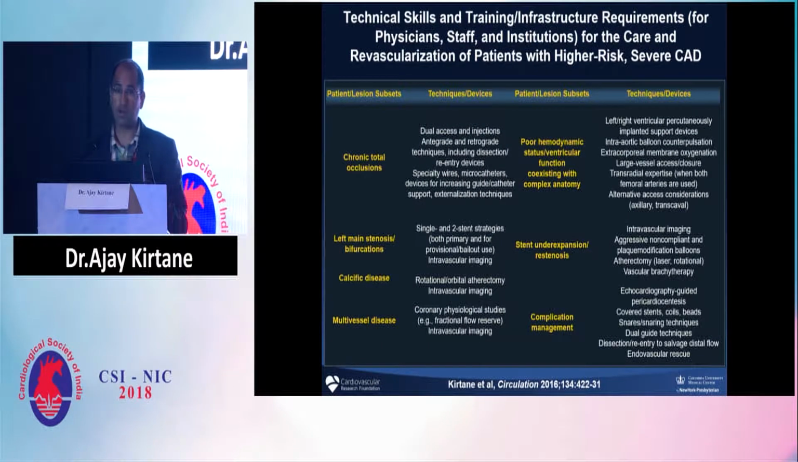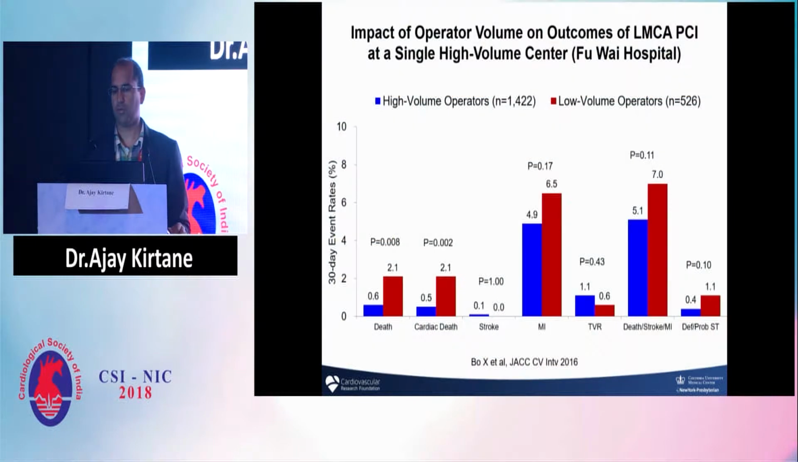Now, in terms of what you need to know, there's a lot of things. And so we elucidated this in the manuscript. You need to know how to treat all these different lesion subsets. There are a lot of devices, there's a lot of techniques, and it really takes dedicated efforts in order to do it. Dedicated efforts also pay off because there are volume outcomes relationships that can be demonstrated in these higher risk populations. This is data from China. Same center, Fuwai Hospital, the busiest PCI center in the world. At the exact same center, a high volume operator treating a left main has better outcomes than a low volume operator treating a left main, even in the same hospital. So this is important, and it really goes to show that you have to be dedicated in this way.